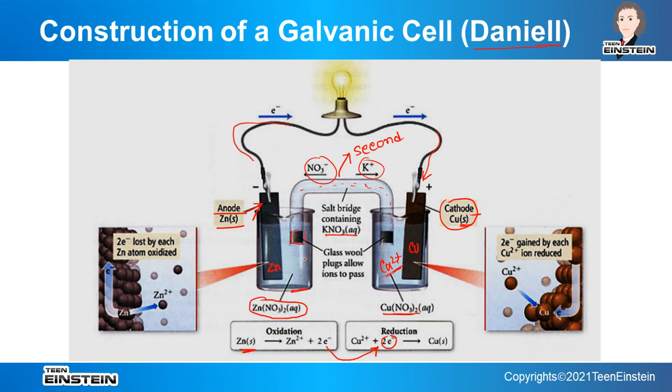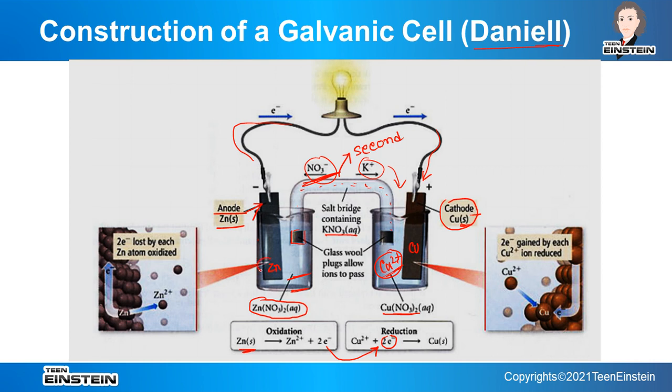So NO3 minus, when there will be excess positive charge in the left hand side compartment, the anionic part of the salt bridge can move towards it, so that electrical neutrality is maintained. And when there will be excess negative charge, because copper 2 plus will be gradually consumed, K plus can move towards this side to balance this excess negative charge.